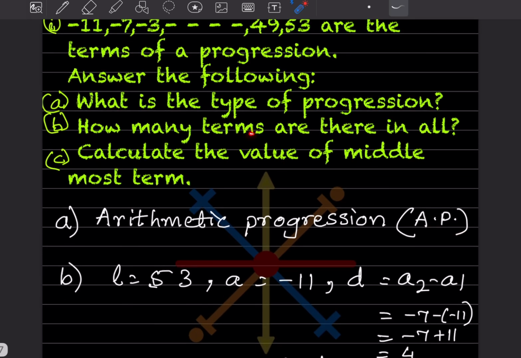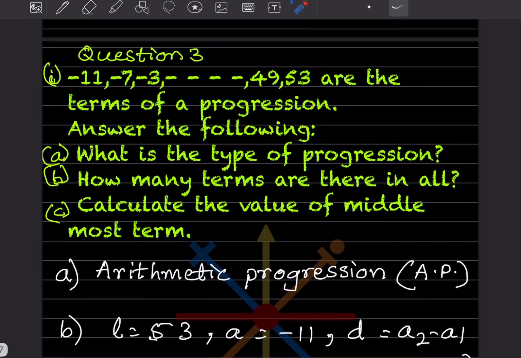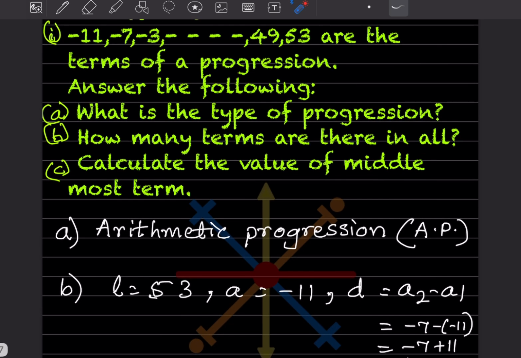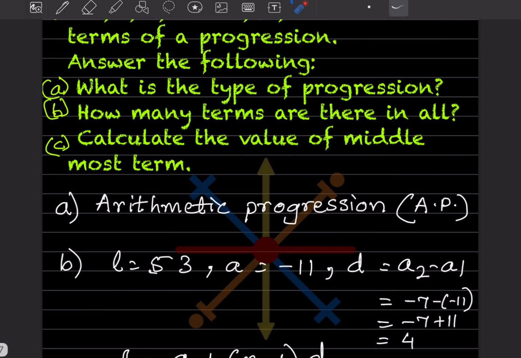How many terms are there in all? Now you can see the last is 53, so L, the last term, is 53. Minus 11 is the first term, so we can consider A as minus 11. And D is the common difference. As I told you, this is A1, A2, and so on, so we have to see the common difference. A2 minus A1 is minus 7 minus of minus 11, which is 4.